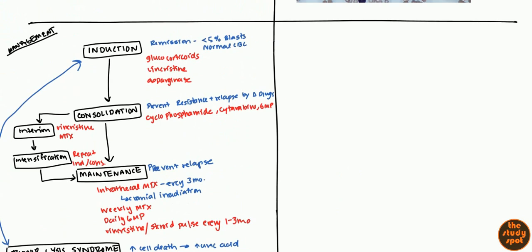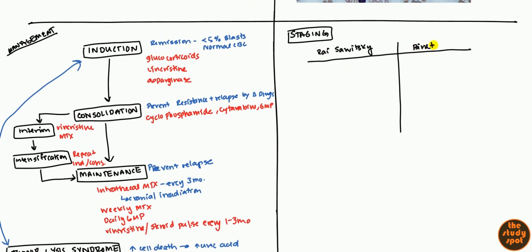Now what we'll do is change our mind frame into chronic lymphocytic leukemia. Here there is a staging system that I want to go over first. There are 2 types, either the Rai-Sawitsky or the Binet system. Rai-Sawitsky is used in the US, whereas the Binet system is used in Europe. They both have 3 stages. In Rai-Sawitsky, you have low stage, intermediate stage, and high stage.